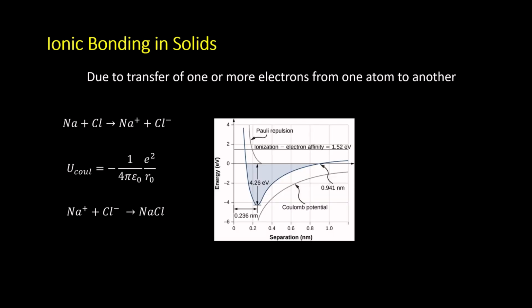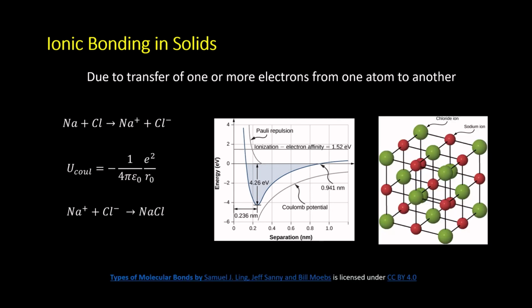The equilibrium separation distance, or what we call the bond length, between the ions occurs when the molecule is in its lowest energy state. For diatomic sodium chloride, this distance is 0.236 nanometer. In a crystal, the positively charged sodium ions and negatively charged chloride ions organize into an extended regular array of atoms to form sodium chloride crystal.